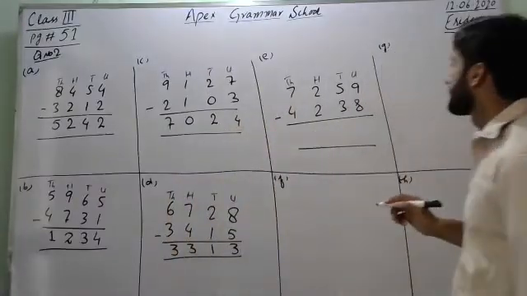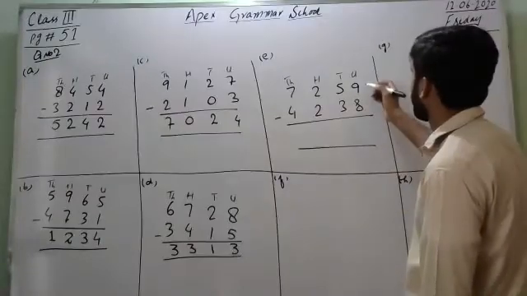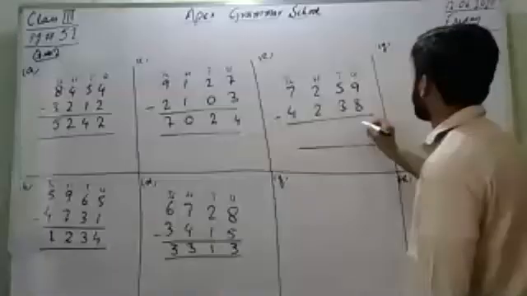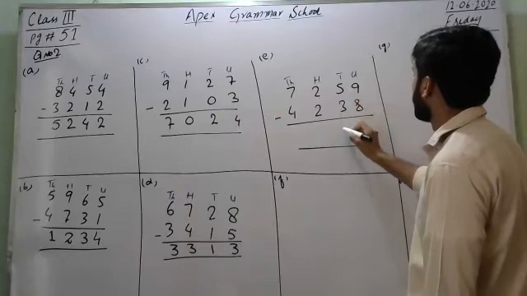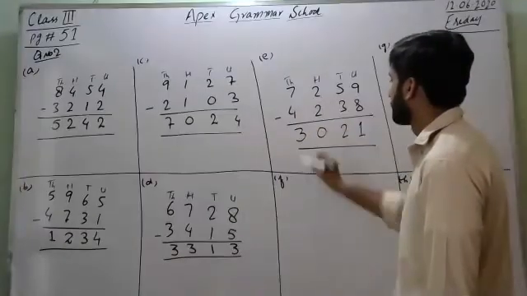E part is 7259 minus 4238. Once again, from extreme right side, 9 minus 8, 1. 5 minus 3, 2. 2 minus 2, 0. And 7 minus 4, 3.